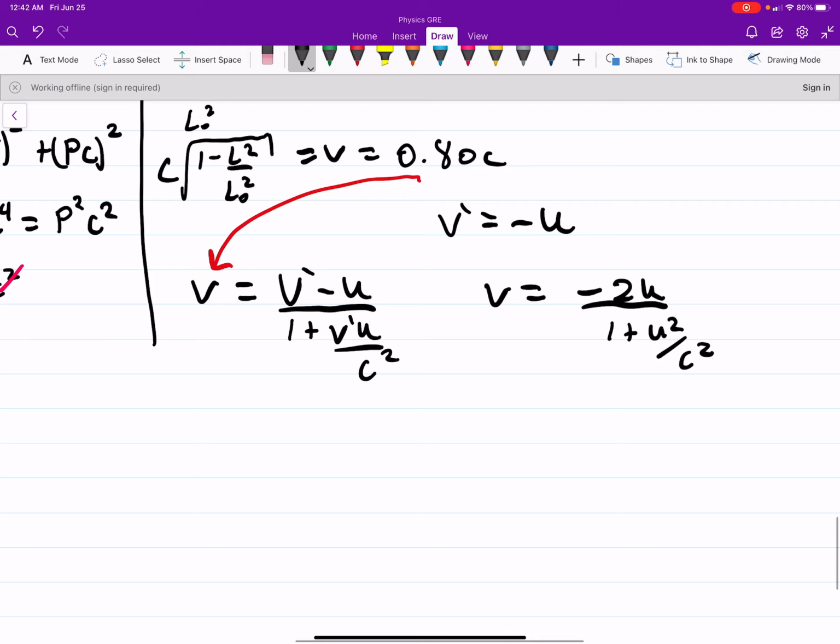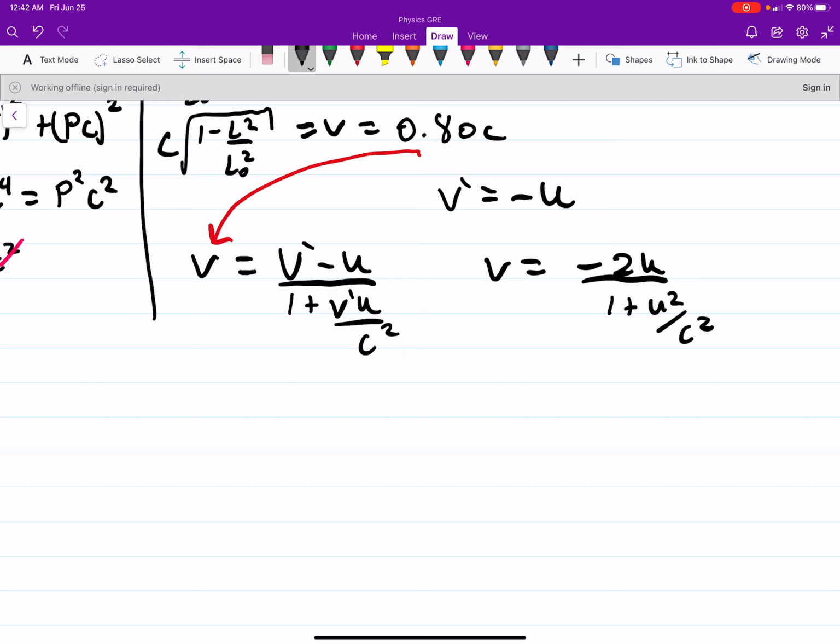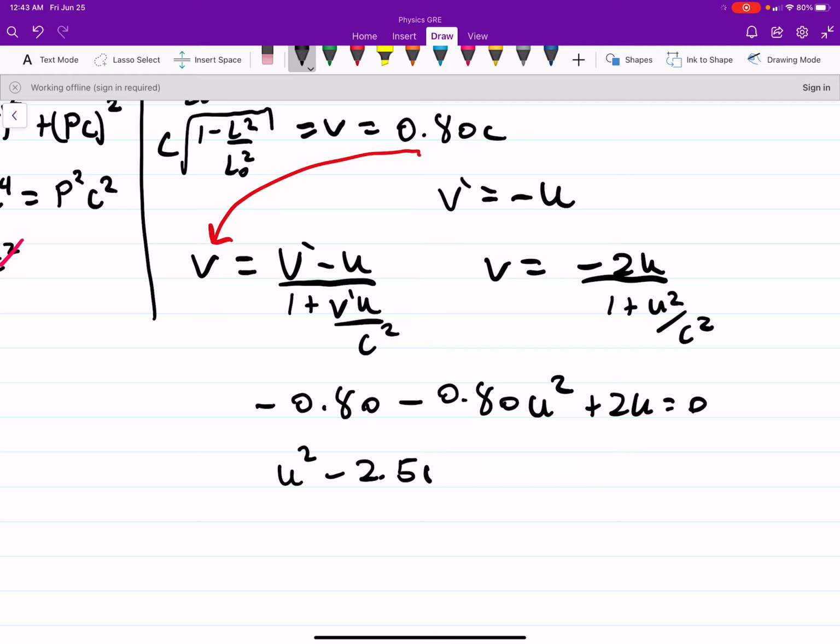Okay, and then plugging in our values and multiplying over, we'll get minus 0.80 U squared plus 2U equals 0. You can divide out a little bit, so if I divide everything by negative 0.80, you'll get U squared minus 2.5U plus 1 equals 0.